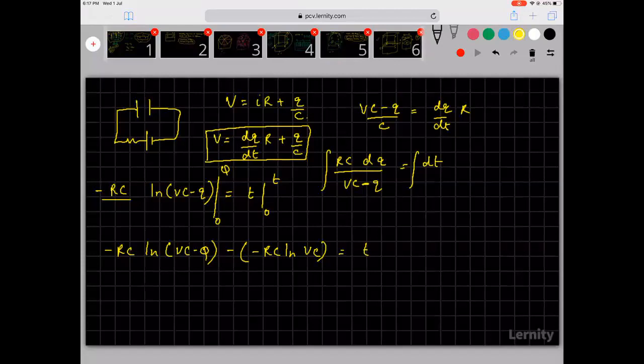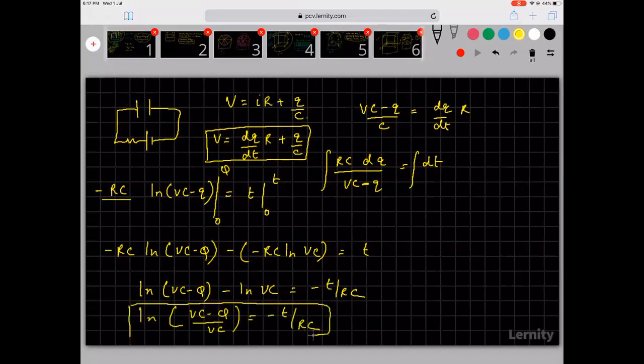So now when I work this out, I'll bring this RC down here. So I put the minus this side. So I'll get ln (VC minus Q) minus ln VC is equal to minus T by RC. So you'll get ln of (VC minus Q) by VC is equal to minus T by RC.